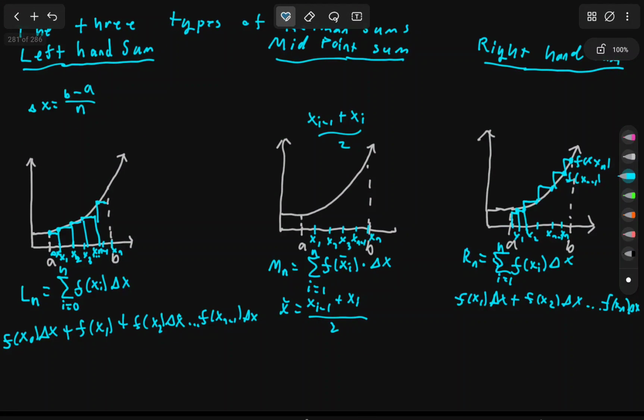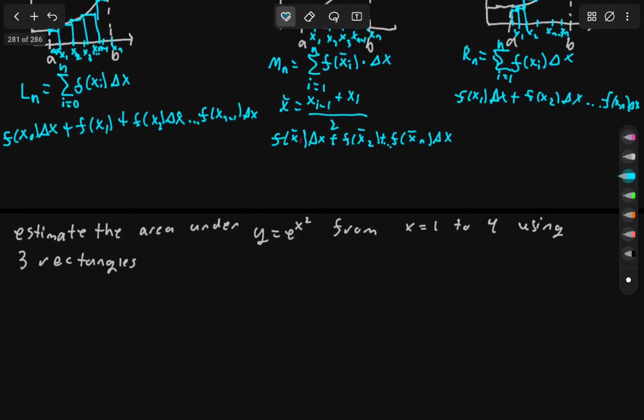So really, this is going to be written out as f of x bar of i times our change in x, but in this case it's f of x bar of 1 times the change in x, plus f of x bar of 2, plus dot dot dot, f of x bar of n, times our change in x. And for all of these, the change in x is equal to b minus a divided by n.